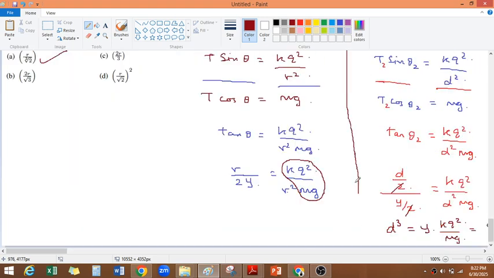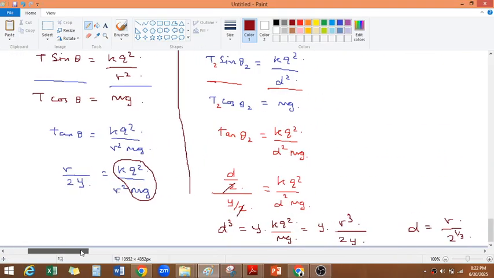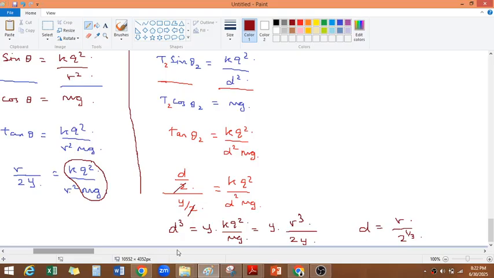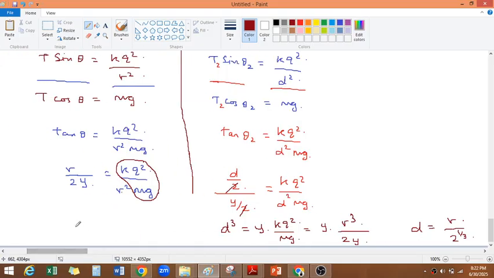Sir, can you explain just the last few steps once more? These last steps, sir. Yes, sir. Maybe this space was not enough for me, so I wrote it in this. Maybe I will see what I can do.